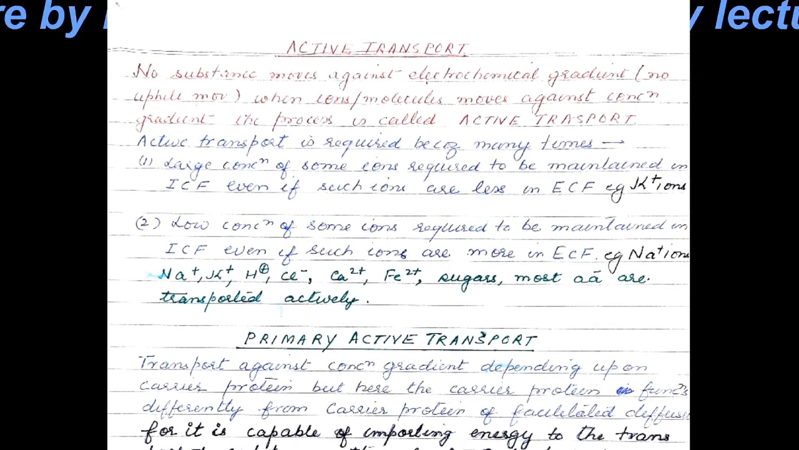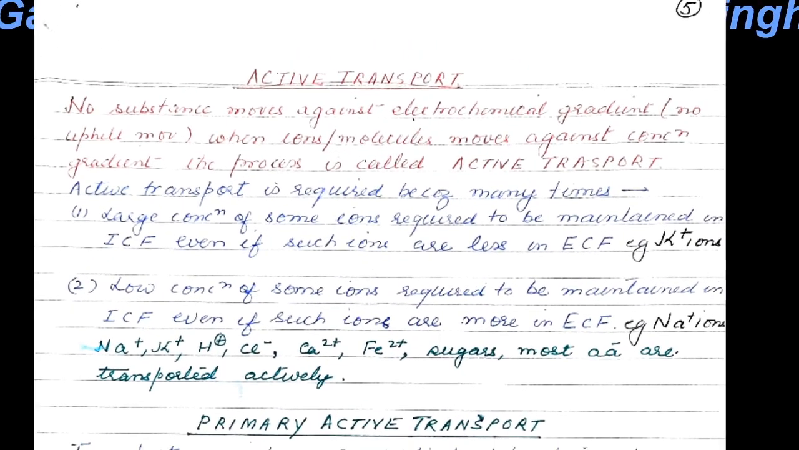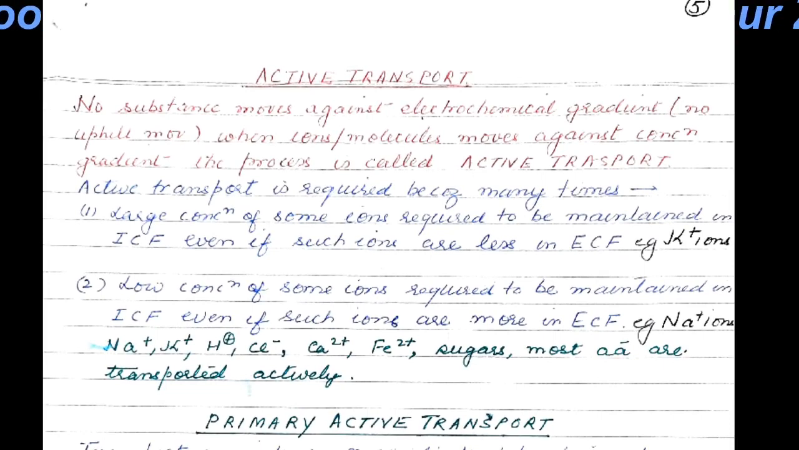The most important way of transport is active transport. It is the movement of solutes or substances against the concentration gradient. However, naturally no substance moves against the electrochemical gradient, that is, uphill movement does not occur until energy is involved in it. In active transport, when no energy is used, no uphill movement will occur.